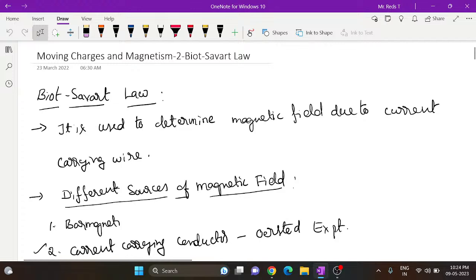Let us spend a few minutes in revising all these points related to Biot law and applications once again, and a few numericals also.